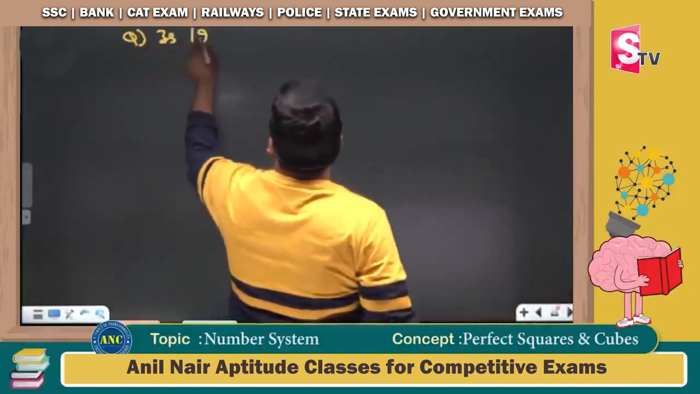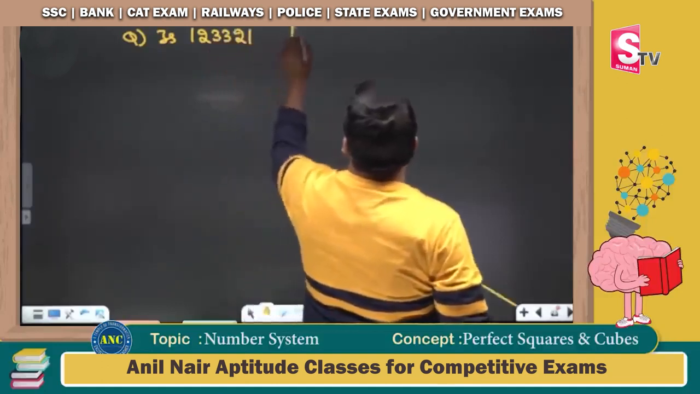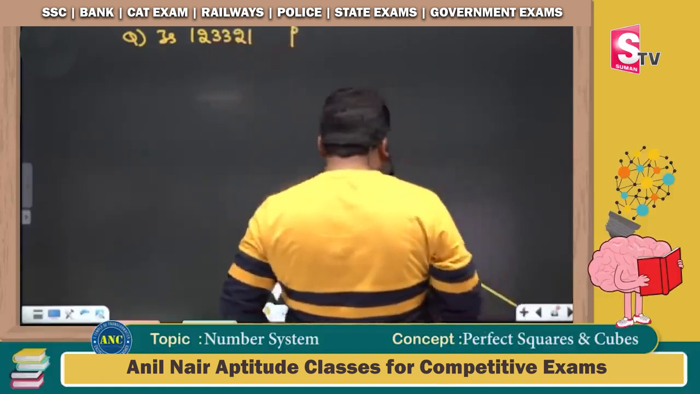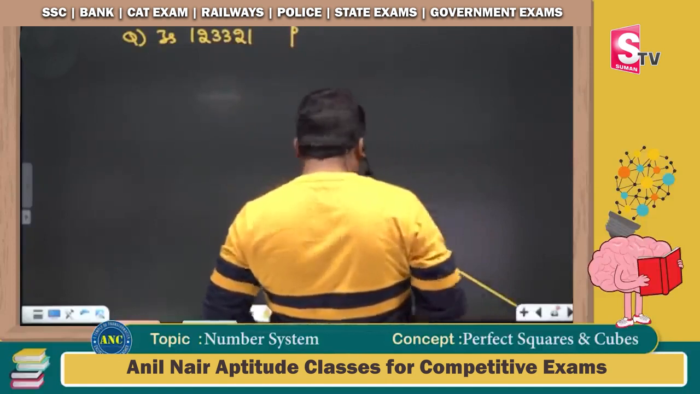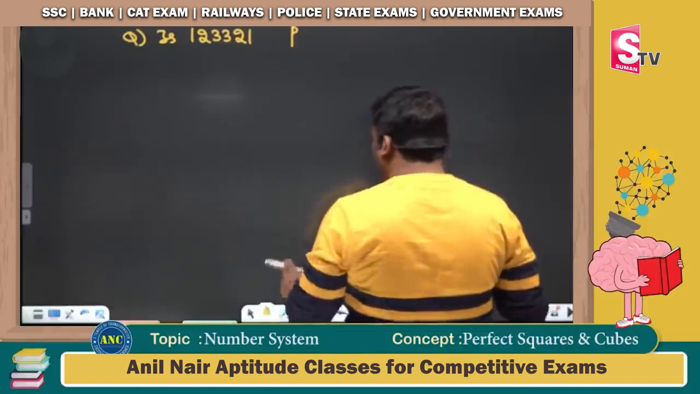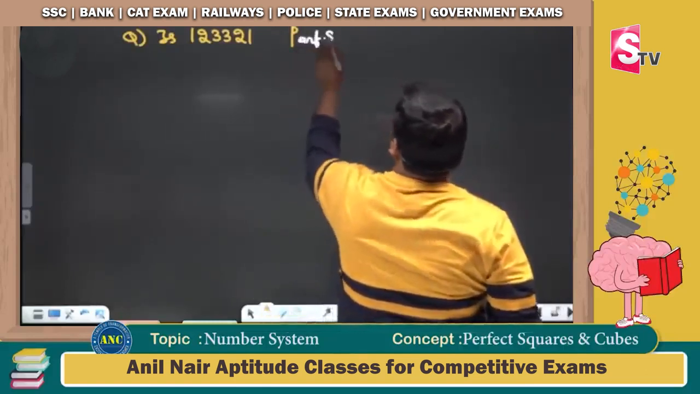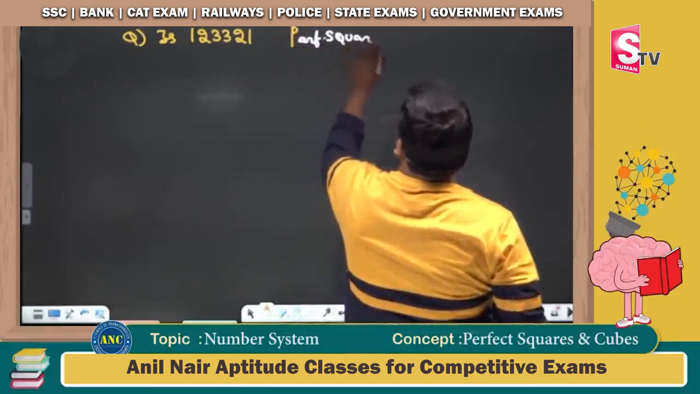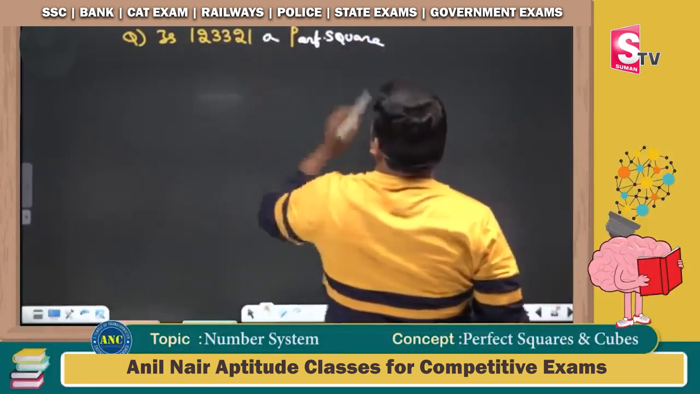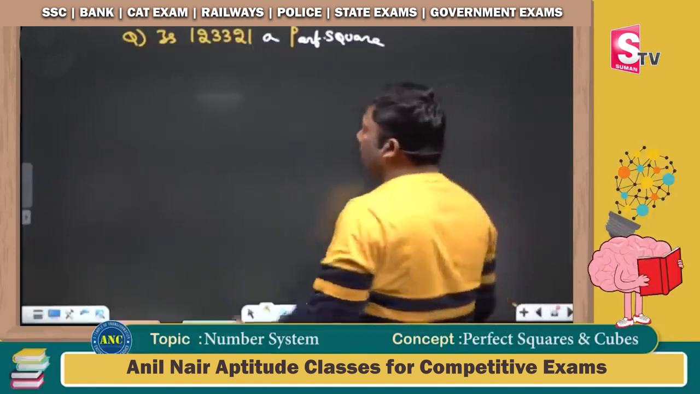Is 123321 a perfect square? Without doing the fundamentals, let us not solve the problems. How to check whether a number is a perfect square or not?